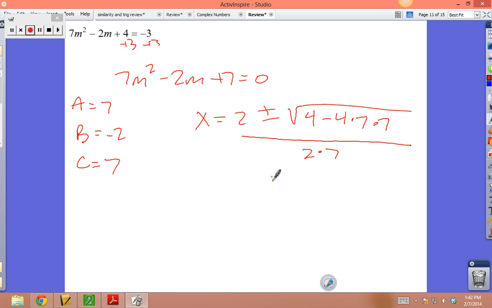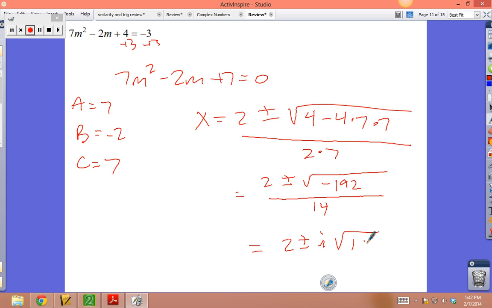So this is going to change to a negative 296? 192? You sure? All over 14? Okay, the negative just means it's going to be imaginary. So I'm going to take that imaginary out. So it's going to be 2 plus or minus imaginary square root of 192 all over 14.